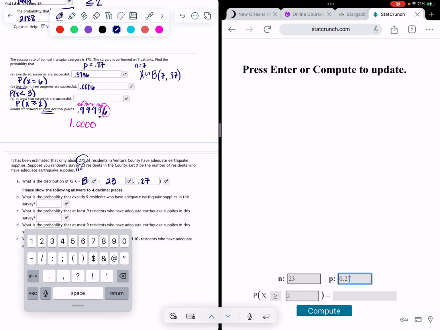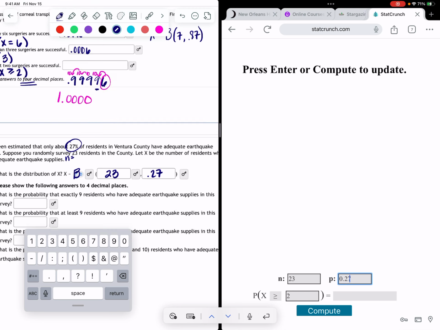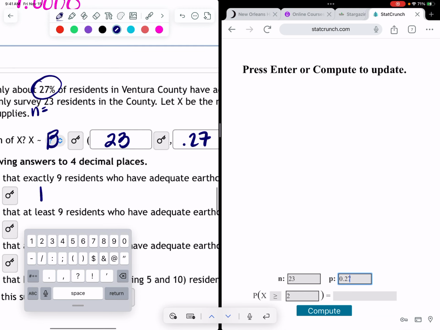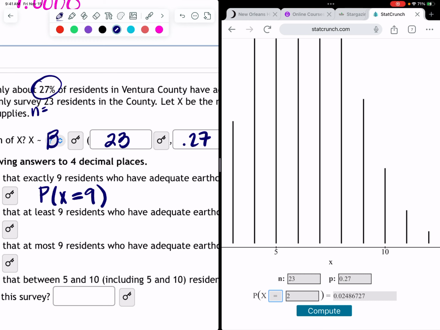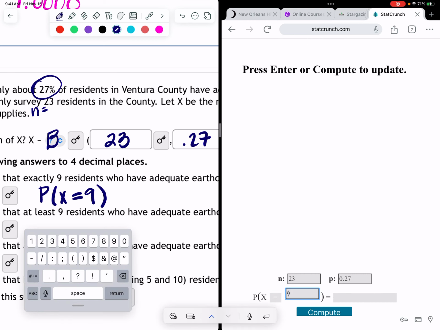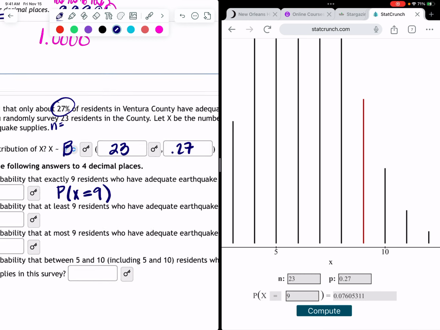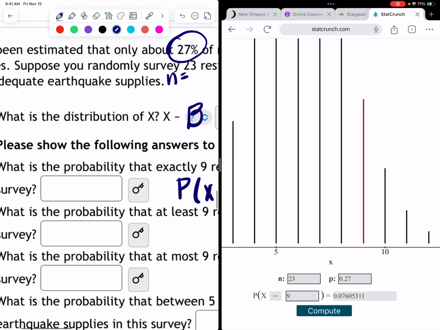What is the probability that it's exactly 9? So X equals 9. Use StatCrunch, to 4 decimal places.